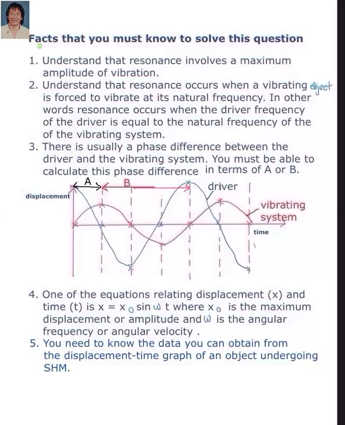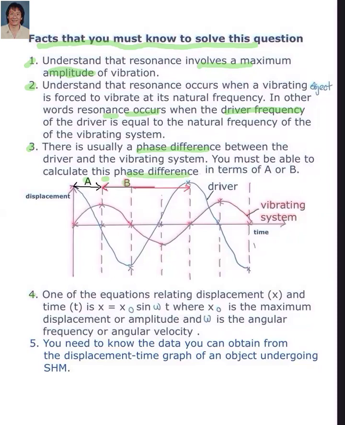This is a summary of the facts that you must know to solve this question. Number 1, resonance involves a maximum amplitude of vibration. Number 2, resonance occurs when the vibrating object is forced to vibrate at its natural frequency. In other words, resonance occurs when the frequency of the driver is equal to the natural frequency of the vibrating system. Number 3, there is usually a phase difference between the driver and the vibrating system. You must be able to calculate this phase difference in terms of A or B. This is your A and this is your B.